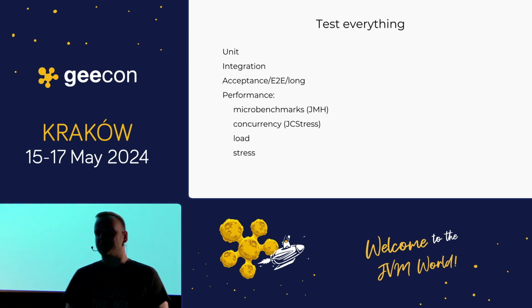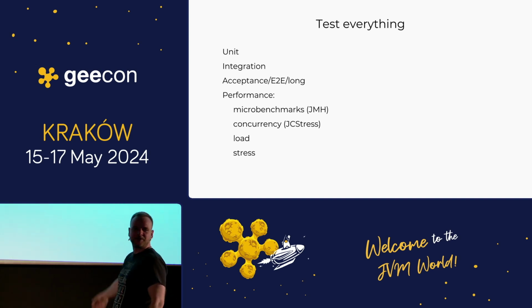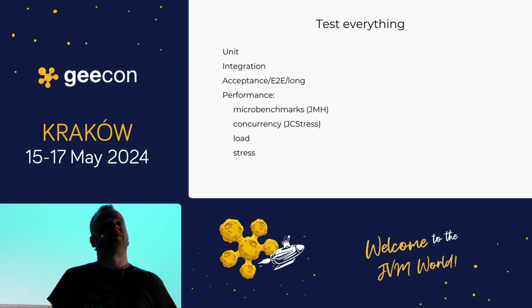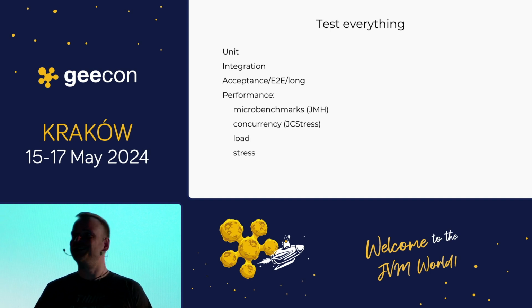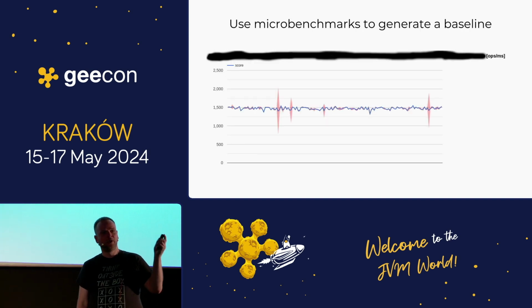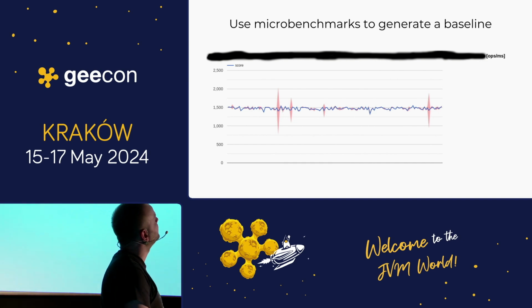Save yourself some time. Obviously, there are various levels of testing: unit tests, integration, acceptance, performance, various types of performance tests. If you don't know JMH and JC Stress, I highly recommend you Google a bit this time around. And if you like to produce this kind of graph, you will need some kind of test bed.